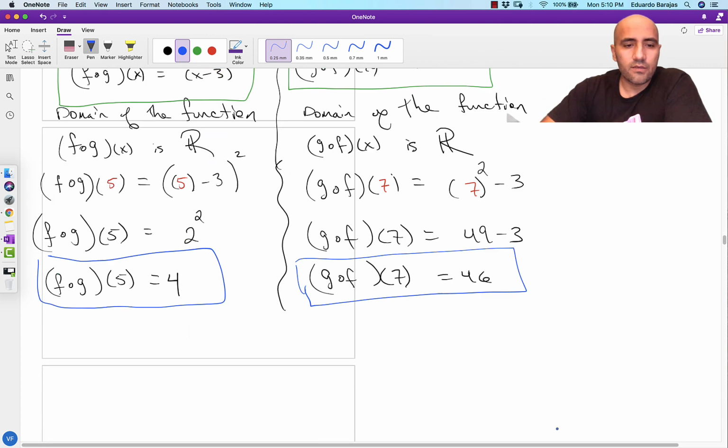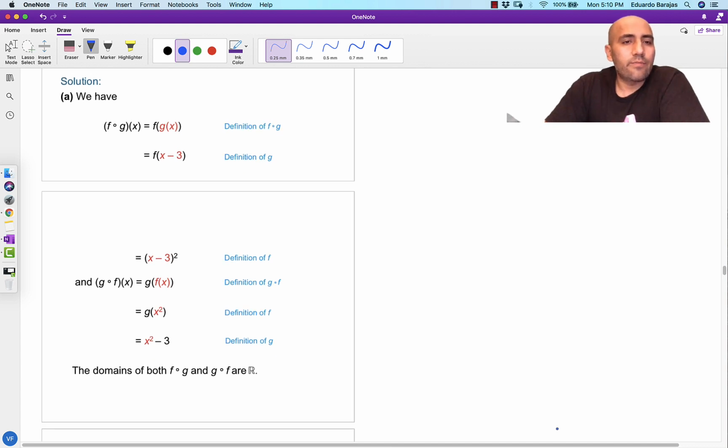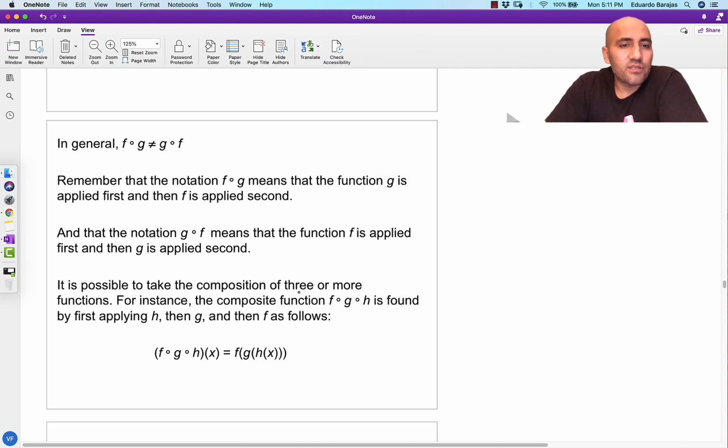Okay, let's see what the author did. So f composed with g is (x minus 3) squared, and g composed with f is x squared minus 3. Both domains are going to be the set of the real numbers. And then when we evaluate them, one of them is 4, the other one is 46, same as before. Remember that in general, f composed with g does not have to be equal to g composed with f. It's allowed to, it can happen, but it's not necessarily true. It's not always going to be the case.